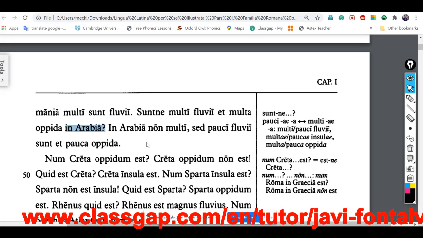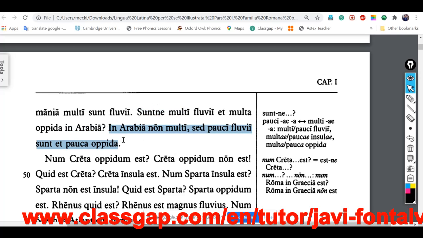So good. As you can tell, you can use the verb est and sunt not only to mean is or are, but also there is, there are. Okay? And again, you have this ne attached to the verb. So it is telling you, careful, this is a question, yeah?